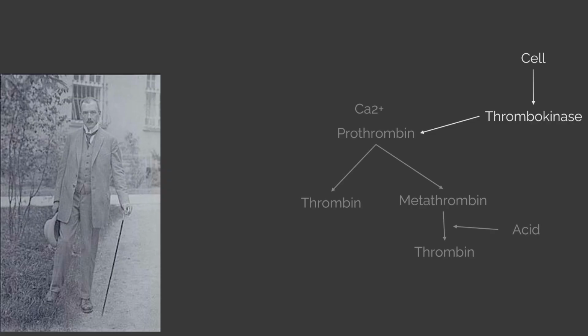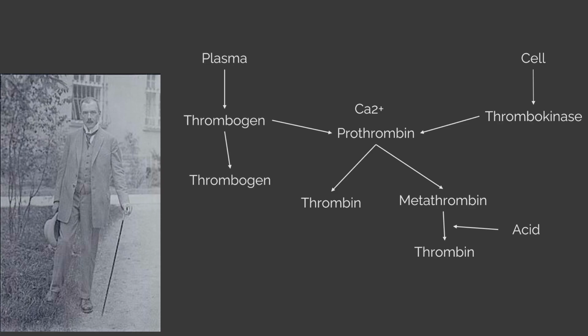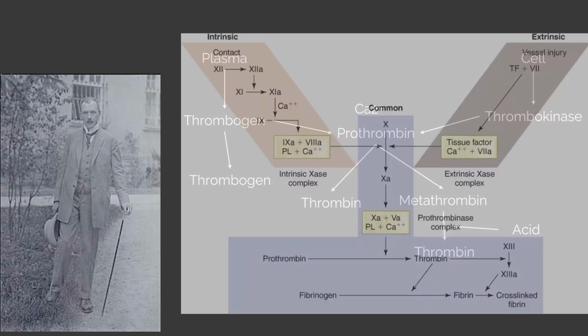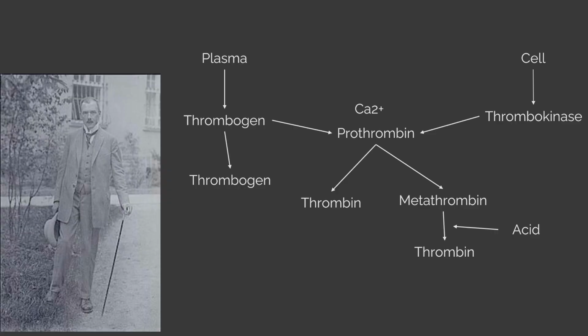Morowitz proposed that this thrombokinase could convert prothrombin to thrombin in the presence of calcium. He also proposed that thrombin could be formed from prothrombin by the action of thrombogen, which would later be identified as factor 10. In other words, he proposed two pathways to thrombin formation, one involving a factor outside of, or extrinsic to, the circulating blood, and one inside of, or intrinsic to, the circulating blood. And if I've done my job to this point, some light bulbs should be going off right about now.